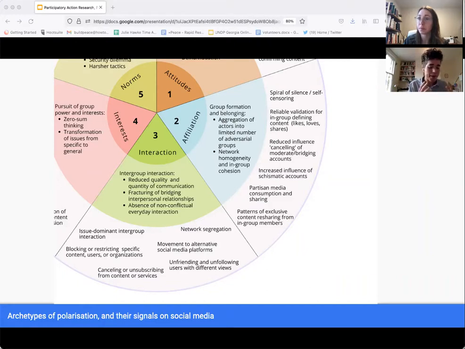So polarized affiliation is really where there's an aggregation of actors, homogeneity, self-censorship, echo chambers. That's what we're talking about. Polarized interaction is where a network is very segregated and there's limited bridging. Both of those deserve to be addressed, but they're slightly different and require slightly different tactics. So I think that's why it's quite interesting.